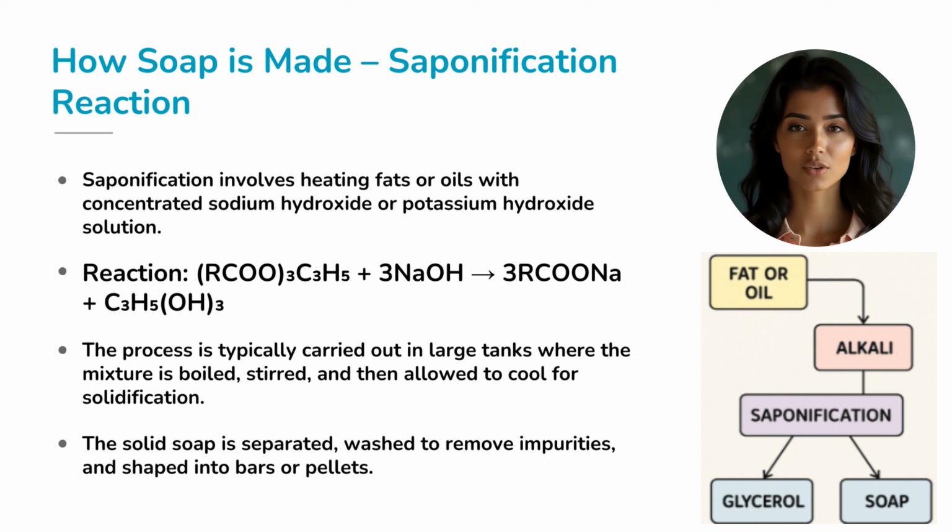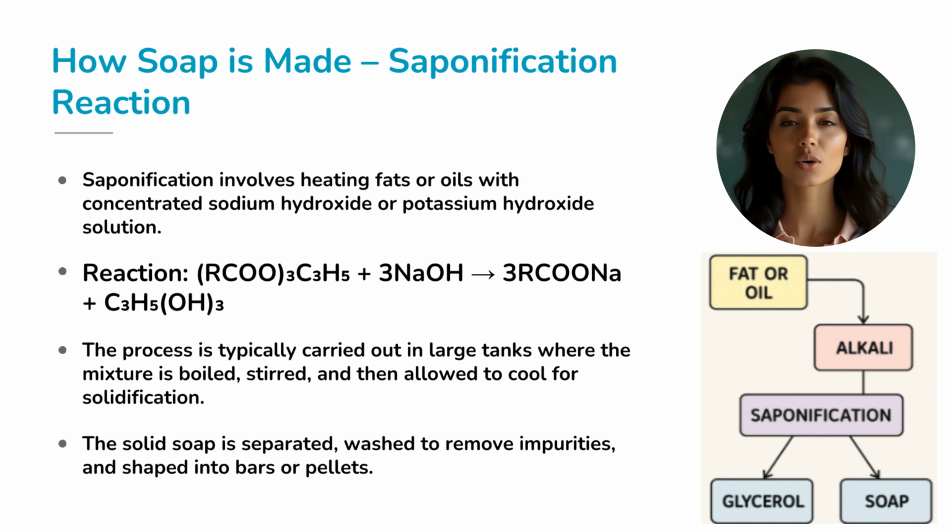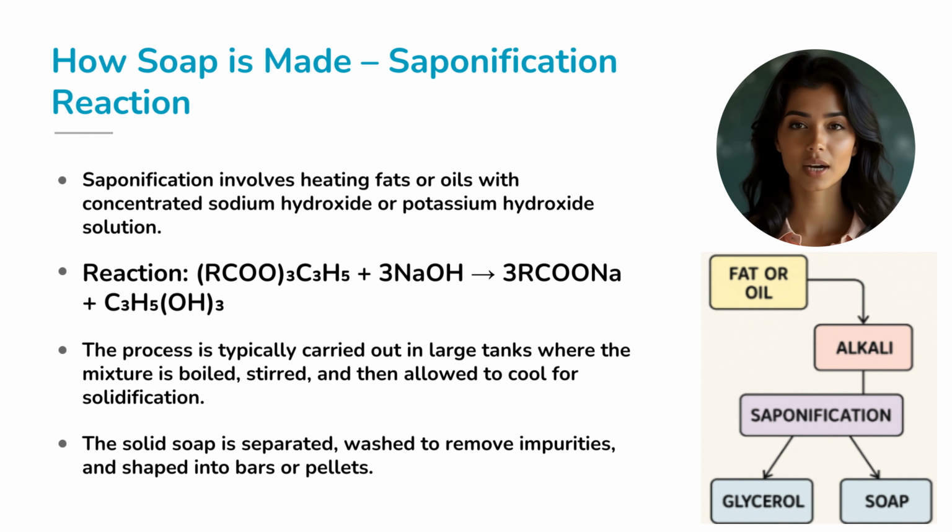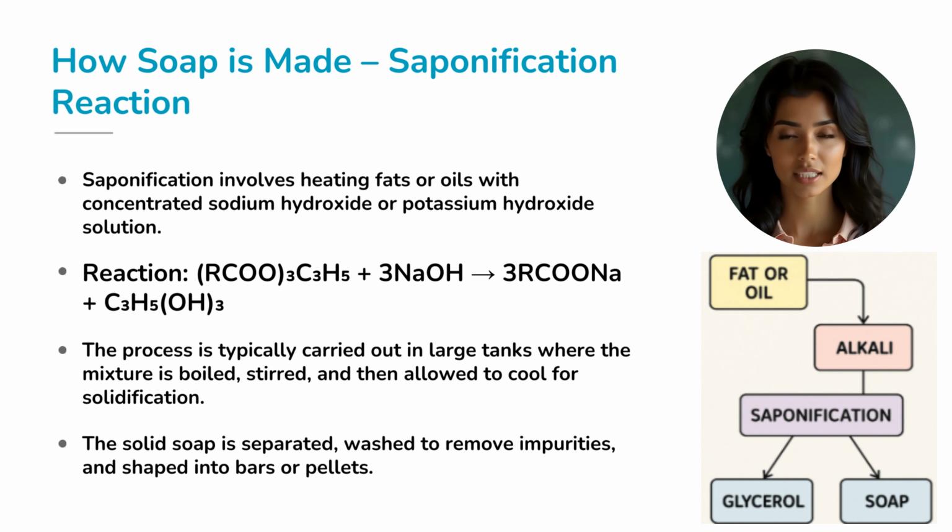Let's break down how soap is actually made. In the saponification process, fats or oils are boiled with a concentrated solution of sodium hydroxide or potassium hydroxide. The general reaction can be described as fat or oil, which is a triglyceride, plus sodium hydroxide gives sodium salt of the fatty acid, which is the soap, plus glycerol.